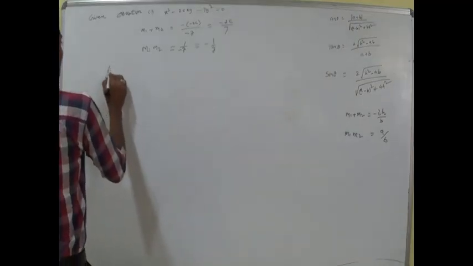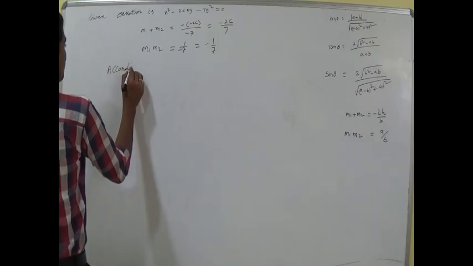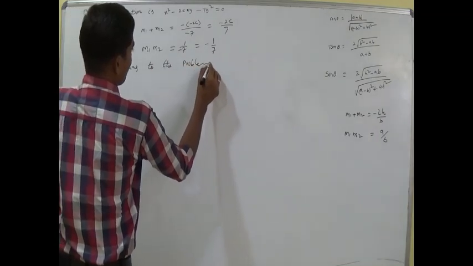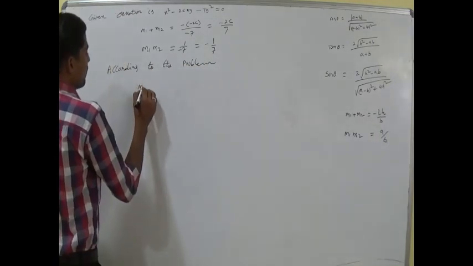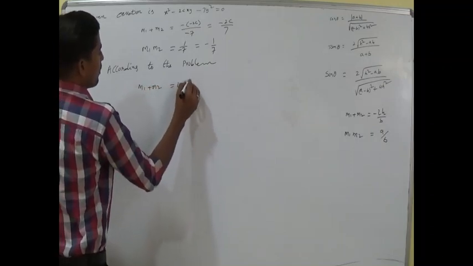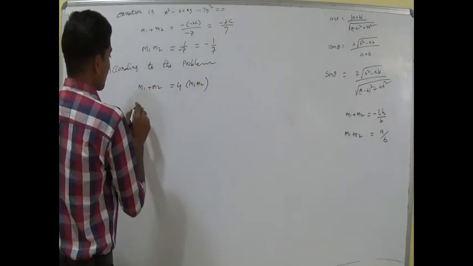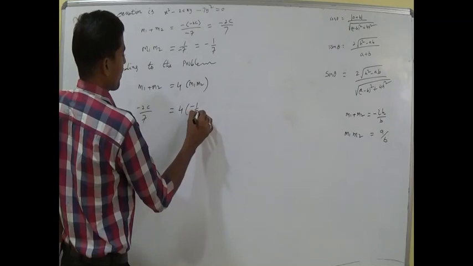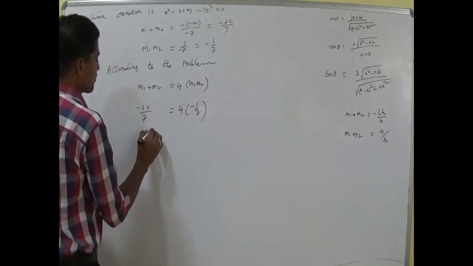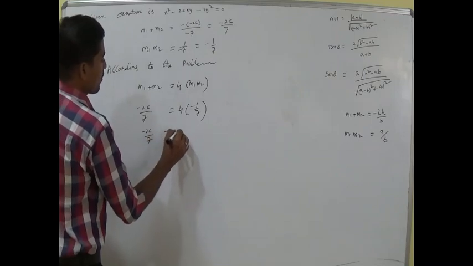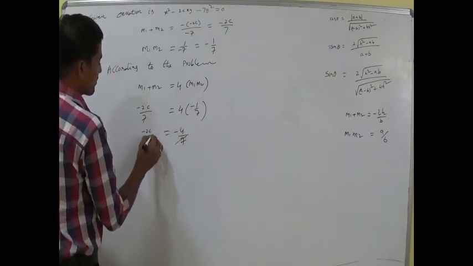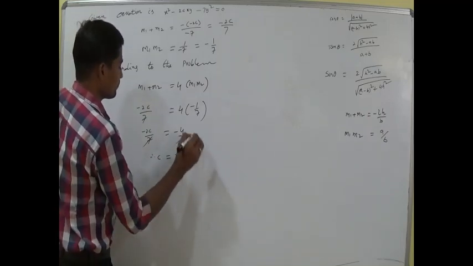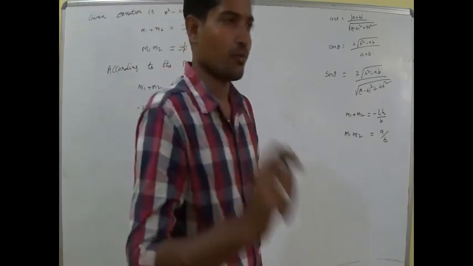So, according to the problem, m1 plus m2 is equal to 4 into m1 m2. So, minus 2c by 7 is equal to 4 into minus 1 by 7, which is equal to minus 4 by 7. 7 gets cancelled. Therefore, c is equal to 2.